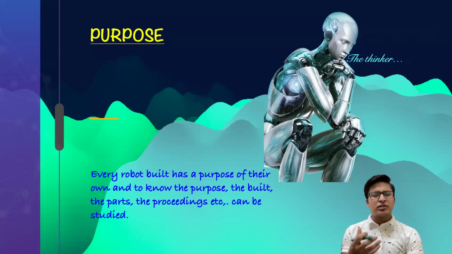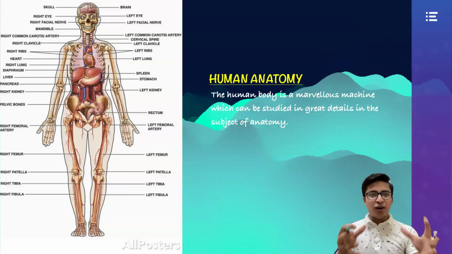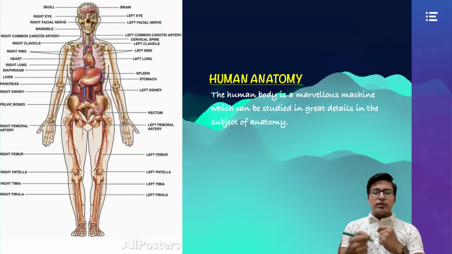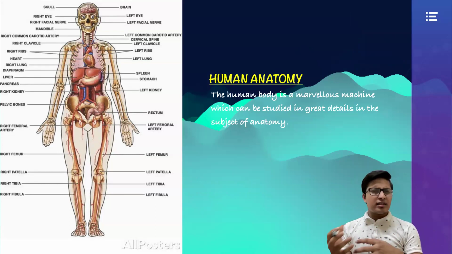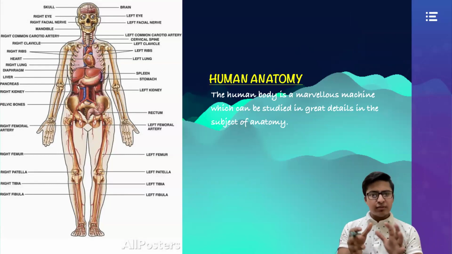So that is what I was talking about, the purpose of it. Now let us move on. Let us say human anatomy. Now, don't get scared by the picture because we all are the same from inside, right? So if we look into the human anatomy, now you might be wondering, why are we studying human anatomy in a robotics class? Trust me, it is very important. How is it important, dear students?